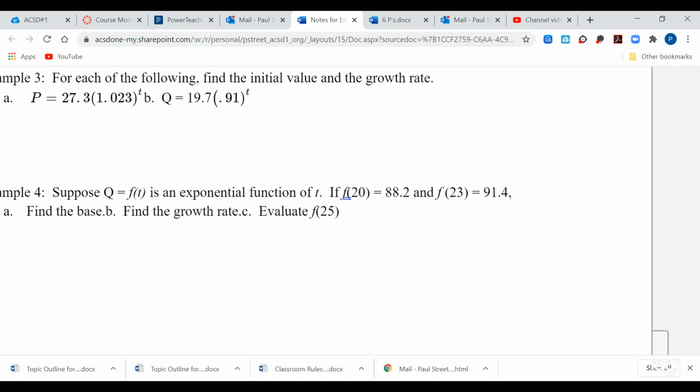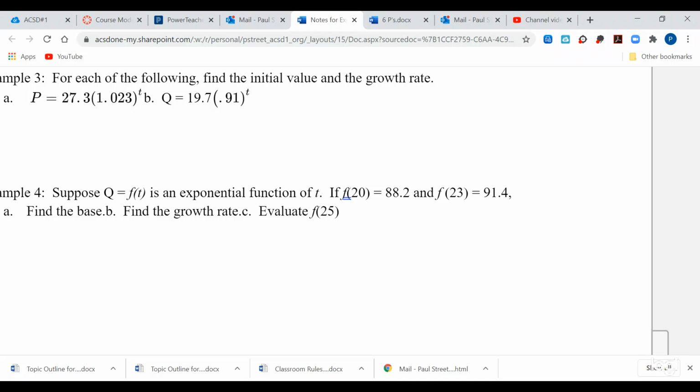Okay, how about the second one? What's the initial value? 19.7. And can you see what the growth rate is going to be there? Negative 9%, exactly. So we have that 1 plus R is equal to 0.91. If you subtract 1 from 0.91, you get negative 0.09. And when you make that into a percent, it's negative 9%. So it seems weird to say the growth, but the growth is negative, or you could also say it's decreasing by 9%. Very good.